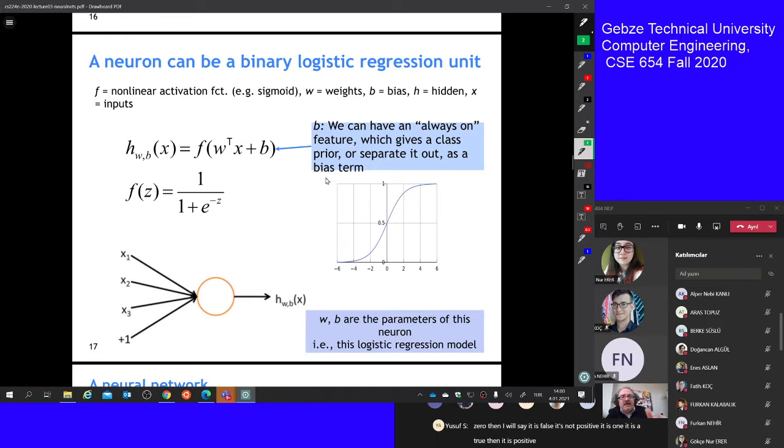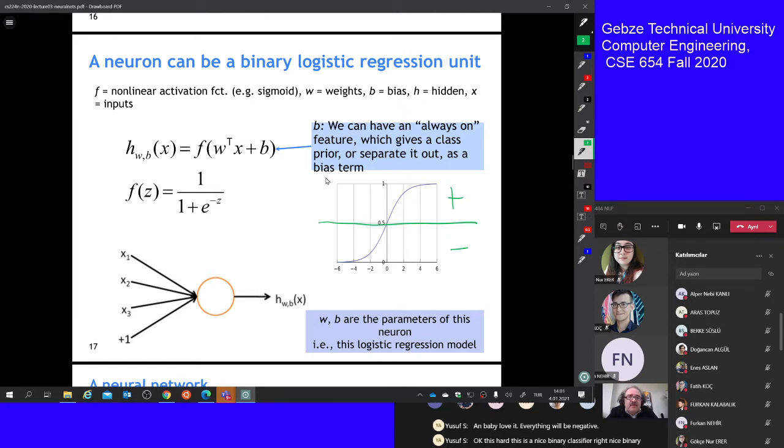Okay. And above this point, 0.5 will be positive, and below it everything will be negative. Okay, so this is a nice binary classifier, right?